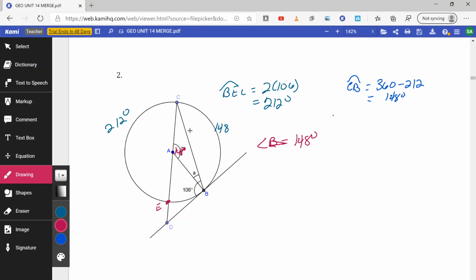Now, where do we go from here? Because everything is pretty much threadbare. We're looking for the measurement of the other angles, and the only true number we have in our triangle created by points A, B, and C is 148 degrees. Well, fortunately for us, I know that A to B is a radius, because point A is the center. Every single radius within a circle is going to be congruent, so A to B is congruent to A to C. So we actually have what's known as an isosceles triangle here.